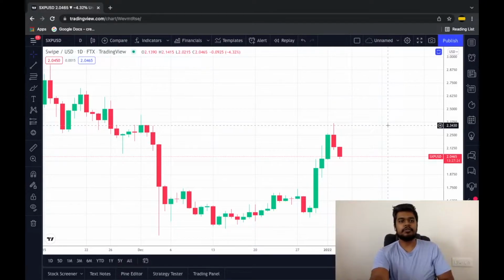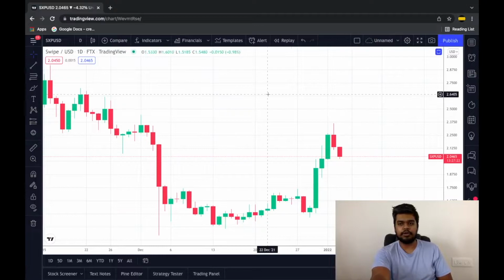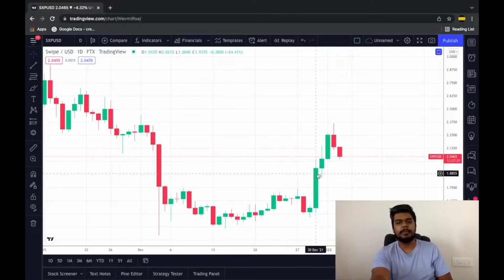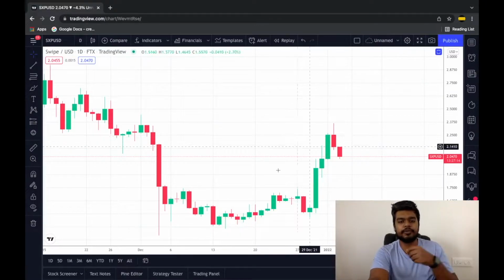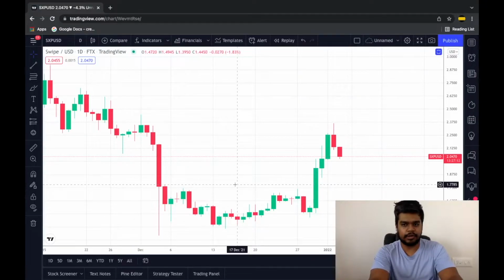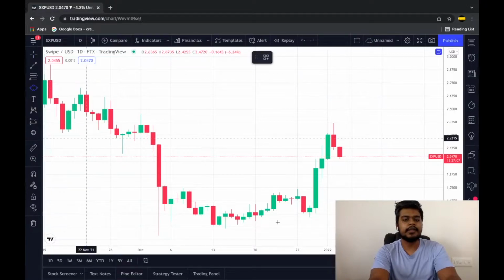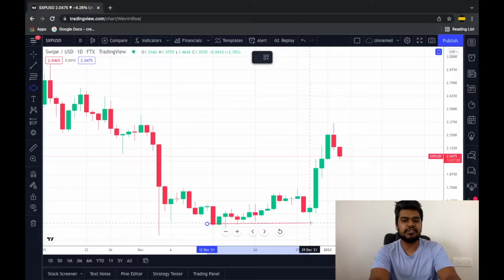Guys, obviously Swipe or SXP US dollar, as you can see, mainly got the bullish momentum from the latest support region, which was around the $1.50 mark. And if you notice carefully, guys, the support zone is not something which is temporary in nature. Instead, it is something which has held for a very long time.